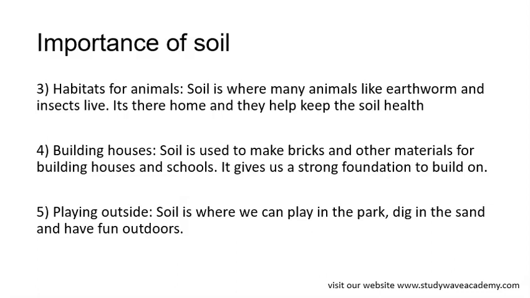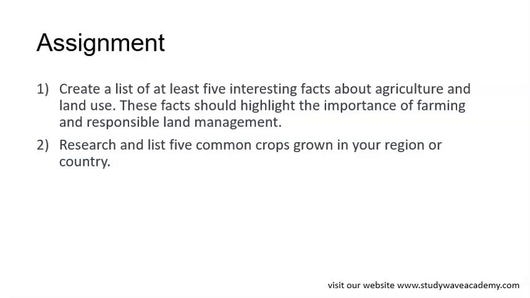So in today's lesson, we have known the meaning of agriculture. We have known the meaning of land and its importance, right? Good. So we'll be able to do our assignment, right? We have to create a list of at least 5 interesting facts about agriculture and land use. These facts should highlight the importance of farming and responsible land management. We can do that, right?